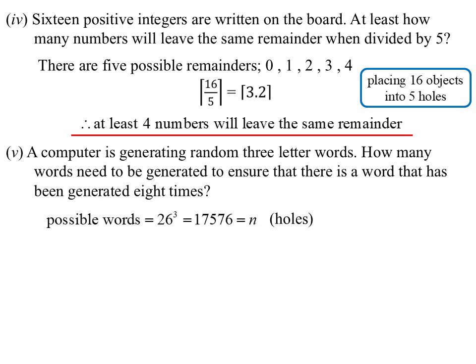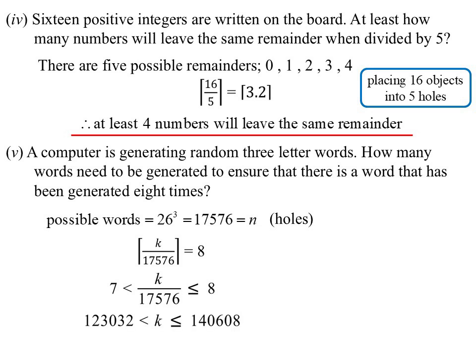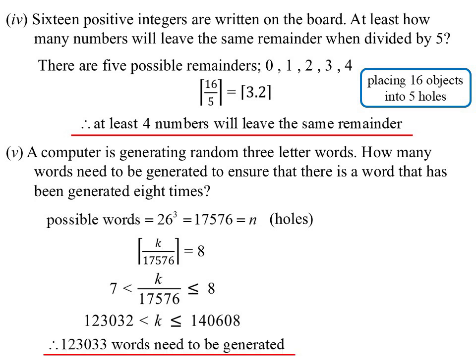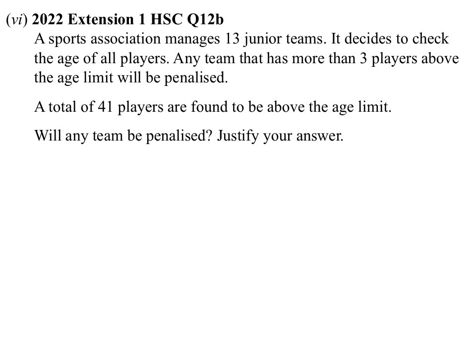That's our holes. I won't write them all up on the board, but the word's going to get spit out and we'll put it in the appropriate slot. We want to know how many objects. So K into 17,576 holes should give me the answer 8. That's what I'm looking for. Going back to that inequality then, it must be in between 7 and 8, not including the 7. Multiply out, the smallest integer that would be bigger than 123,032. So we need 123,033 words for this computer to spit out, and that will guarantee that we had the same word generated 8 times. Let's have a look at some HSC questions then.